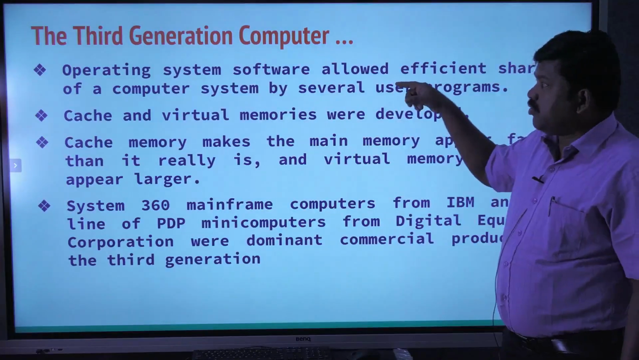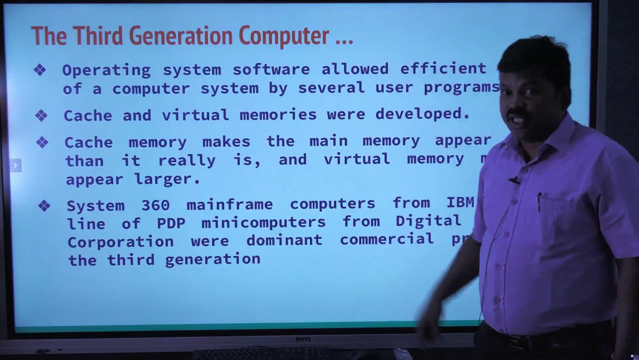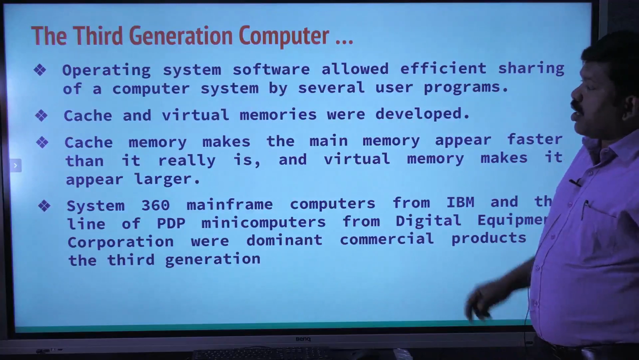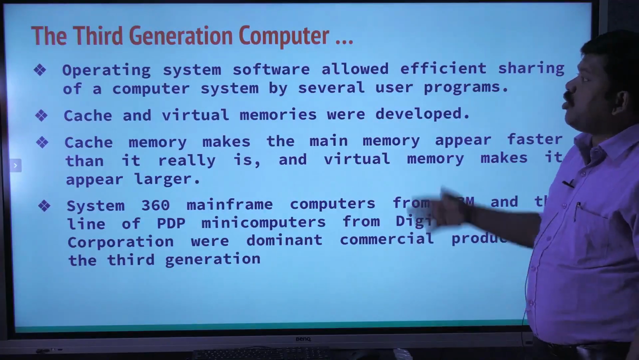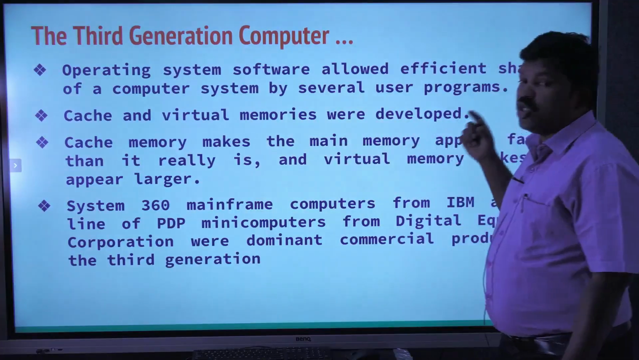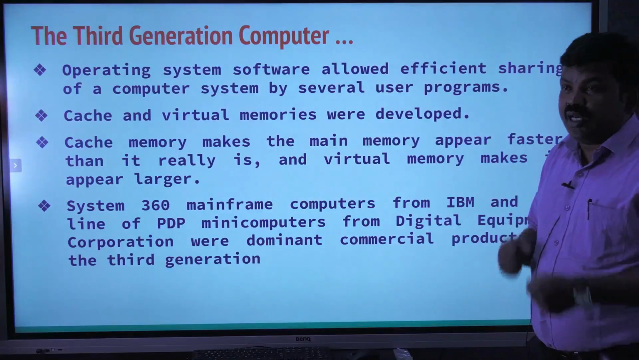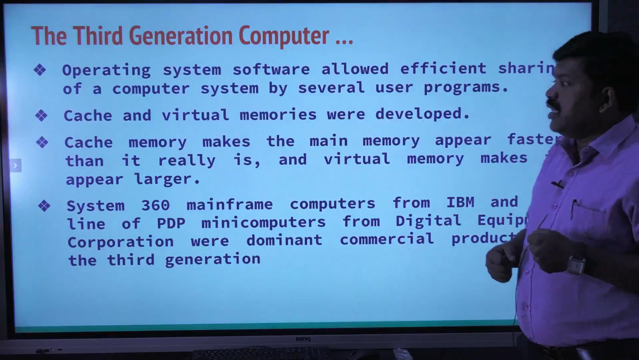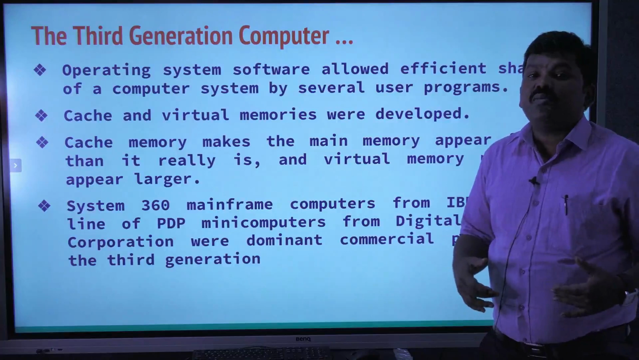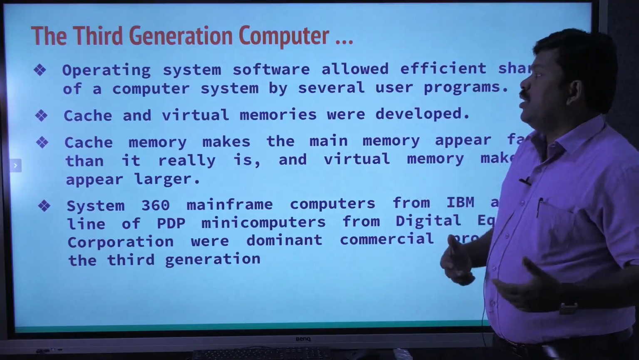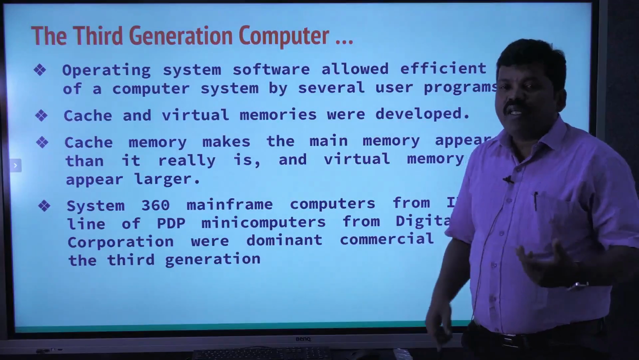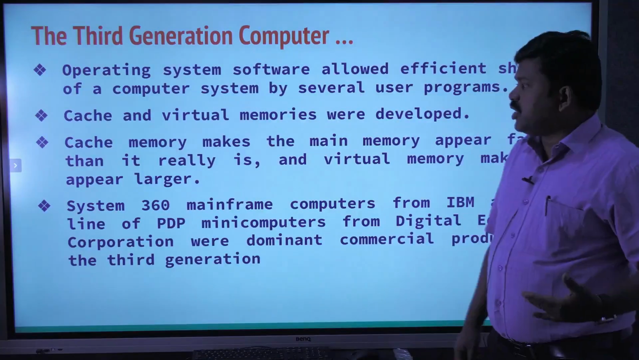So operating system was first introduced in the third generation computer concept. Another important characteristic of third generation computers: cache memory and virtual memory concepts were developed. These two memories, especially the cache memory and the virtual memory, still support the system to enhance the speed. So usage of cache memory and virtual memory further enhanced the speed of the computer system.